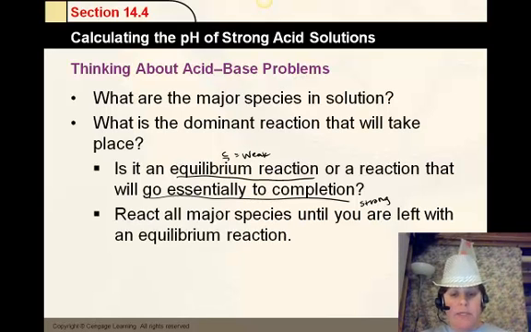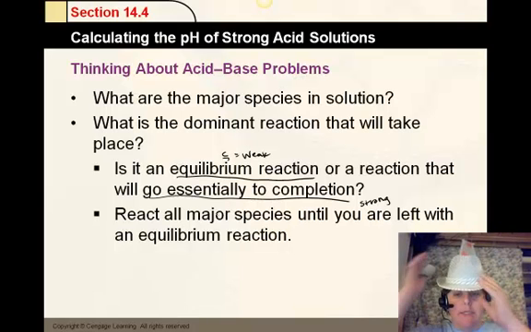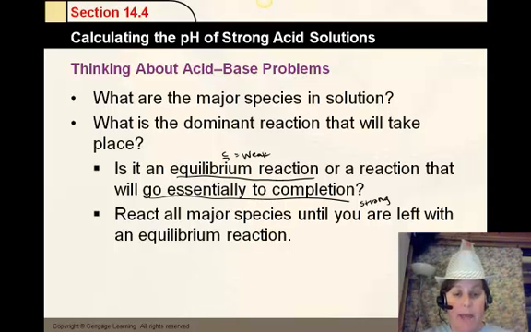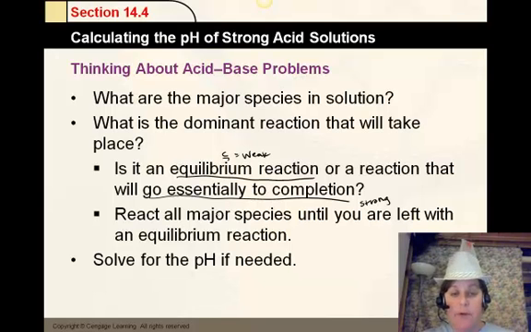React all major species until you are left with an equilibrium reaction. Pardon my hat, it seems to be wanting to jump off of my head. And then solve for the pH if needed, and of course if the question asks for it.